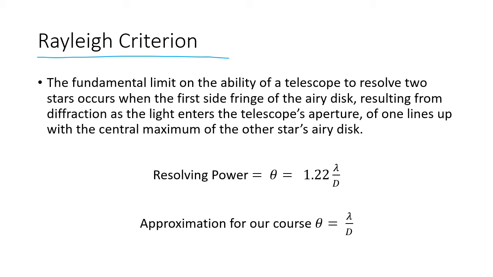And it's called the Rayleigh Criterion because Rayleigh worked it out, and criterion is the singular of criteria. So it's the one criteria that determines how well telescopes work. There you've got the description of it there. Fundamental limit on the ability of a telescope to resolve two stars occurs when the first side fringe of the Airy disk resulting from diffraction of the light into the telescope's aperture of one lines up with the central maximum of the other star's Airy disk. So you have to learn that definition, you have to learn that terminology, Airy disks.